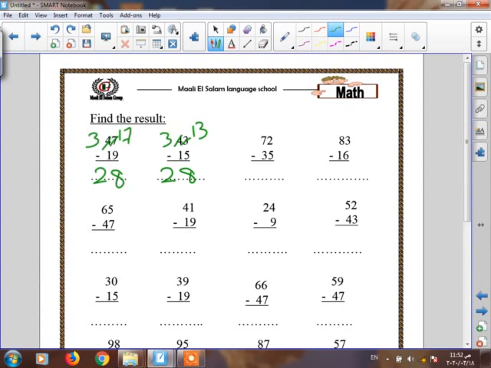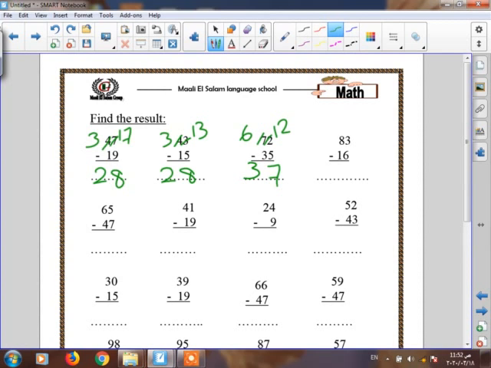The other one, 72 minus 35. I start from ones. 2 minus 5. No, we can't. So borrow 1 from 7. 7 becomes 6 and 2 becomes 12. 12 minus 5. After 5: 6, 7, 8, 9, 10, 11, 12. How many? 7. Right, 7 in ones. After this, tens minus tens. 6 minus 3 equals 3.